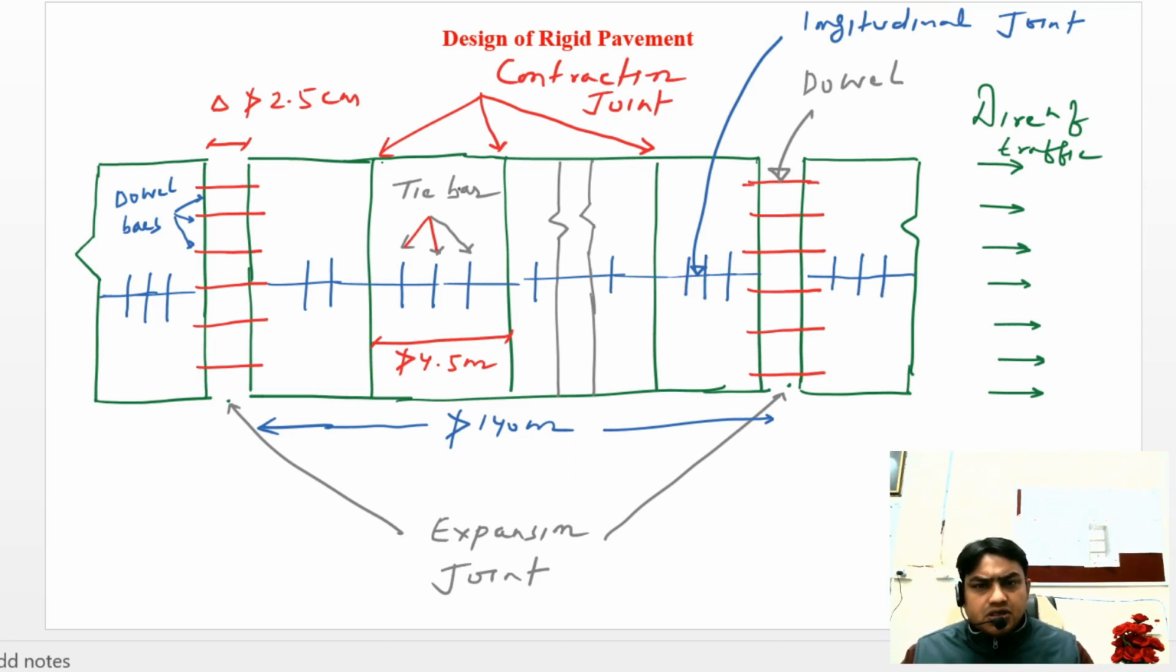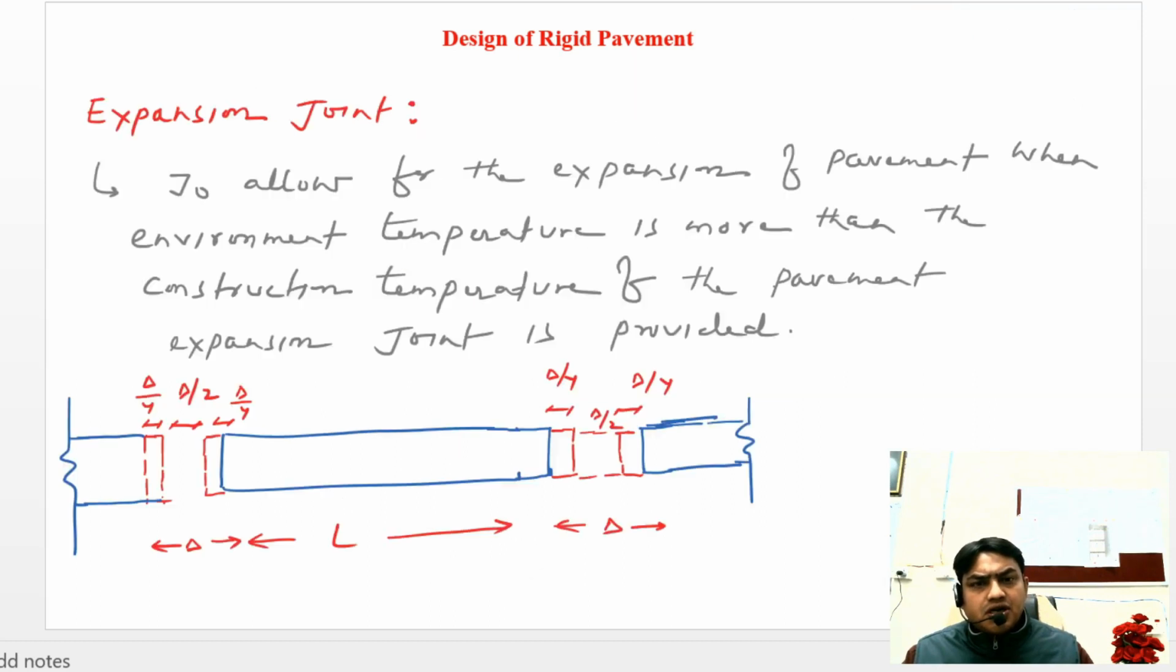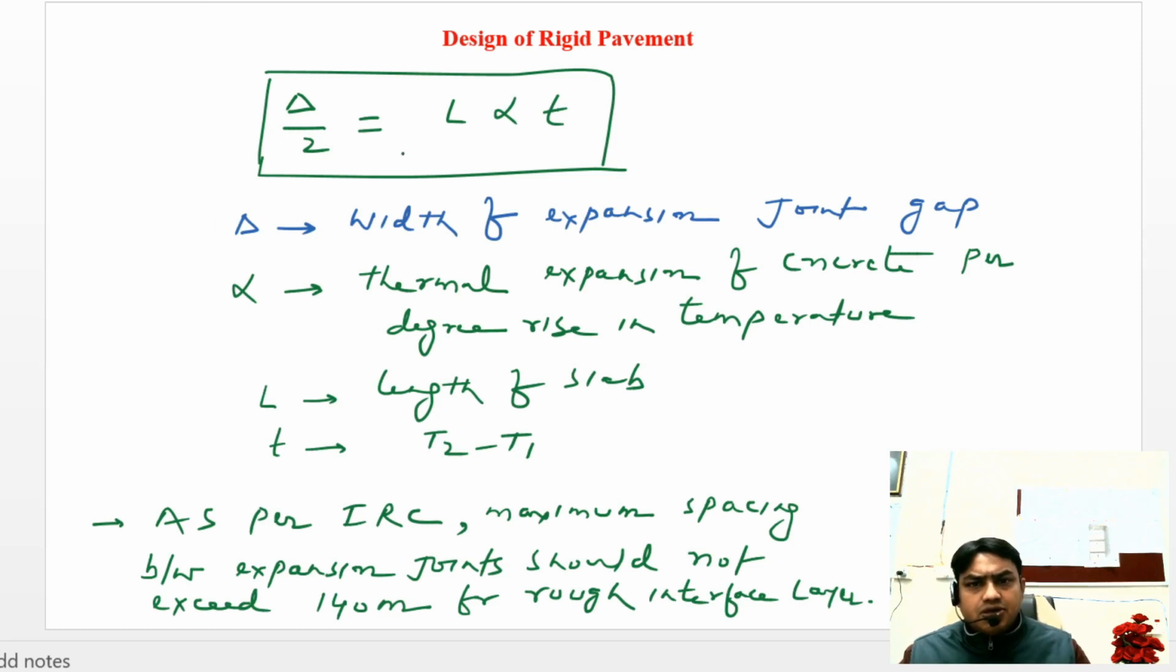Firstly, I will discuss what an expansion joint is. An expansion joint is generally provided to allow the pavement to expand when the environment temperature is more than the construction temperature of the pavement. Here this is the length L, and this delta is the expansion. We can compute the value of delta by 2 equal to L into alpha into T, where delta is the width of the expansion joint gap, alpha is the coefficient of thermal expansion per degree centigrade, T is the temperature difference, and L is the length of the slab.